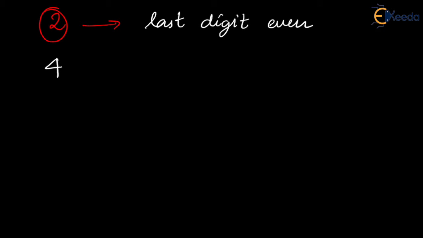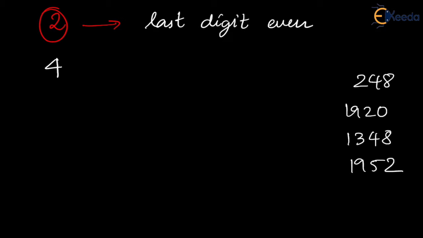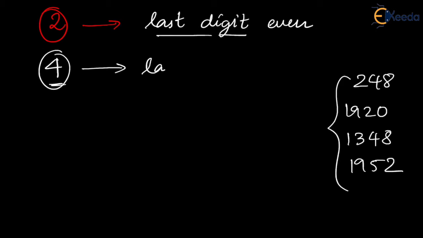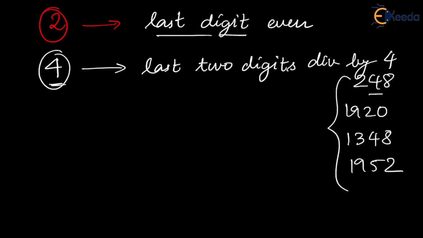Similarly, if I ask you about 4, let us take examples: 248, 1920, 1348 or 1952. Are these numbers divisible by 4? Similar to 2, where you check the last digit, for 4 you have to check whether the last two digits are divisible by 4. In this case 48, is it divisible by 4? Yes. So this number is divisible by 4. Is 20 divisible by 4? Yes. So 1920 has to be divisible by 4.